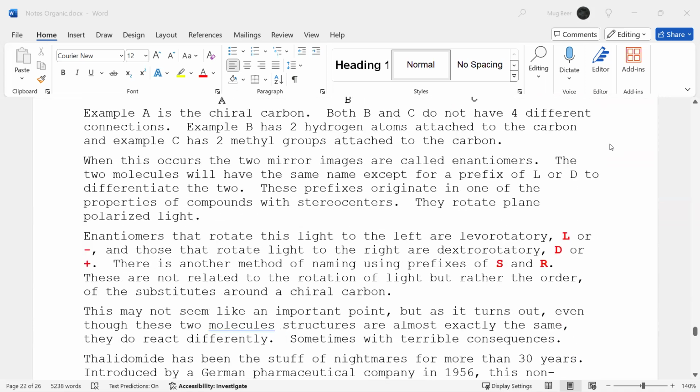So as far as the nomenclature goes, you might see L or D as options. You might see S or R as the two options, or you might see plus or minus as the options. All right. So I'm going to use L and D. I'm just saying, if you're looking in the book, you might see these other two as well.